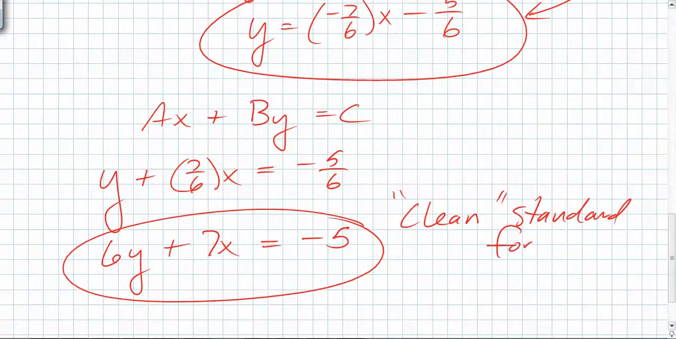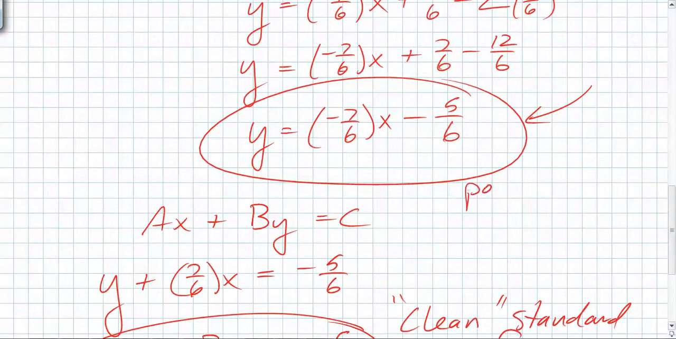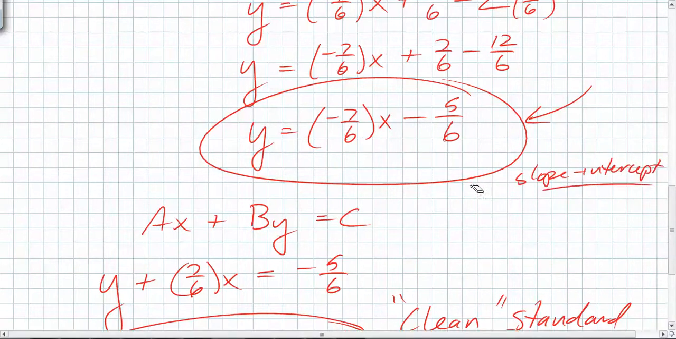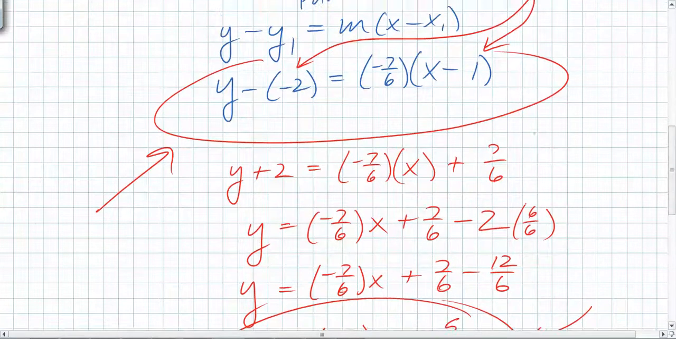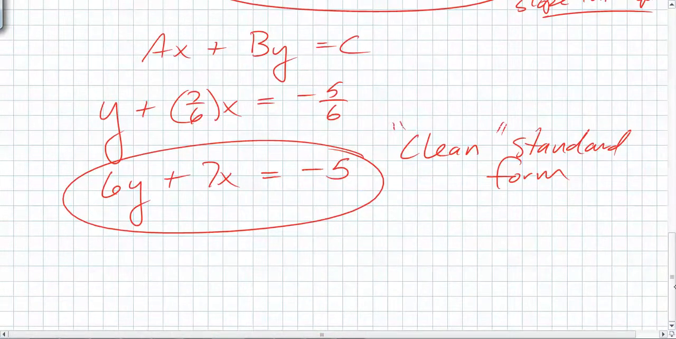3 forms of the same line. Clean standard form, slope-intercept, and then the first one we got was point slope form. Again, if I don't tell you which form, you can choose, but I might ask you about point slope, or I might ask you about slope-intercept, or I might ask you about clean standard form.